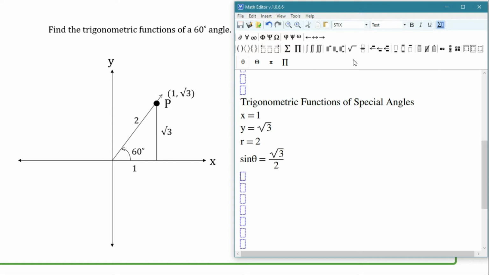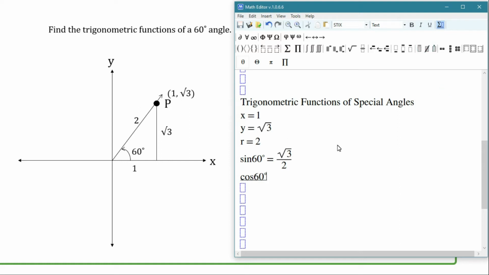Next, we have the cosine theta. We all know that the cosine theta, or the cosine 60, so let us just name the theta 60 because we already have our angle measure. So the sine of 60 degrees would be square root of 3 over 2. And then let's proceed to the next one. We have the cosine of 60 degrees.